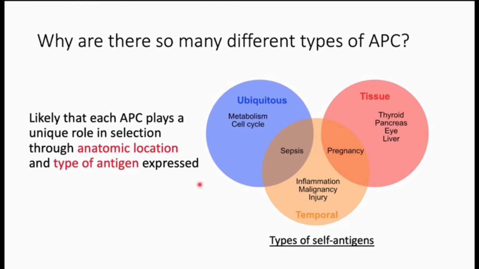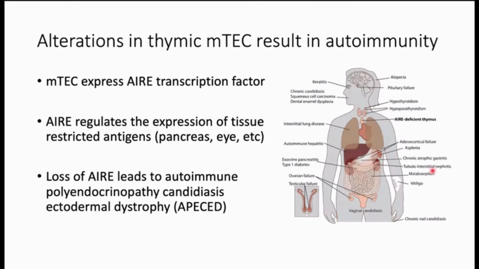And so there's one example that I like to bring up of why these APCs are so important, particularly thinking about these different antigens, and that is with mTECs. Alterations in the thymic mTEC result in massive amounts of autoimmunity. The mTECs express a transcription factor called AIRE, and this AIRE transcription factor regulates the expression of tissue-restricted antigens, so those that are found in the pancreas, the eye, lung, liver, etc. When you lose function of AIRE, it leads to an autoimmune disease called autoimmune polyendocrinopathy candidiasis ectodermal dystrophy, or APECED. What happens is you get massive amounts of autoimmunity against these individual areas of the body that are shown here. These are all very unique. You can have autoimmunity against different glandular structures and different tissues all throughout your body when you lose function in that one APC compartment.